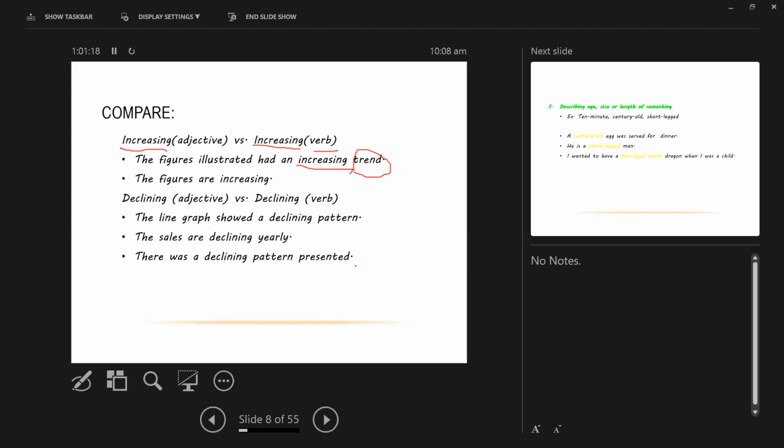Okay, ngayon, mas mahirap to. Because tatlo yung examples. Alright, the word declining used as an adjective and as a verb. Let's read the first example. The line graph showed a declining pattern.